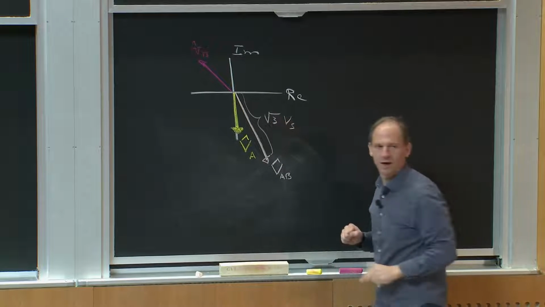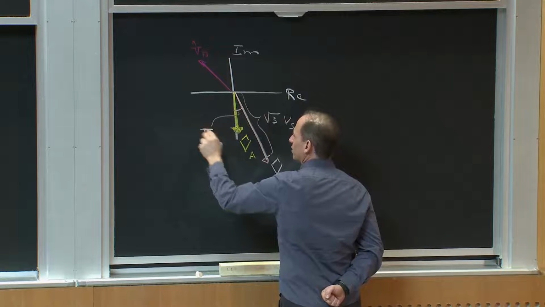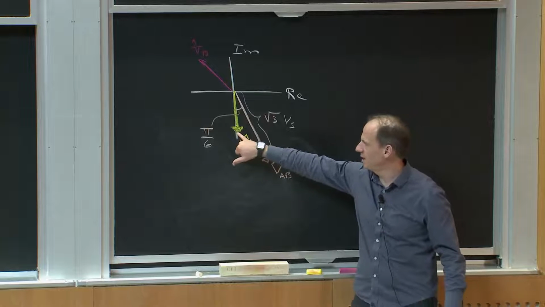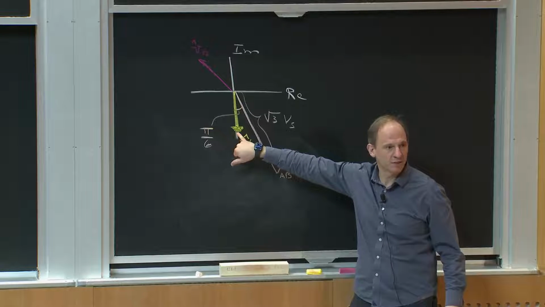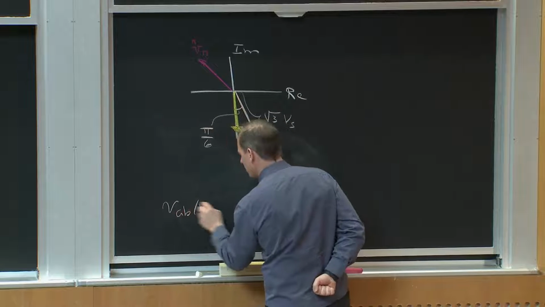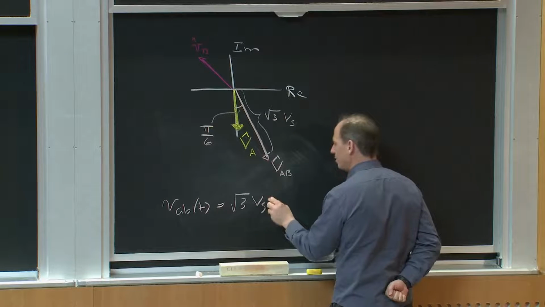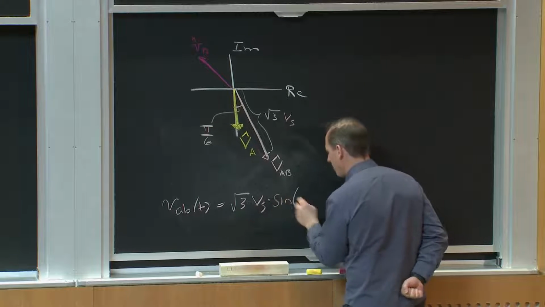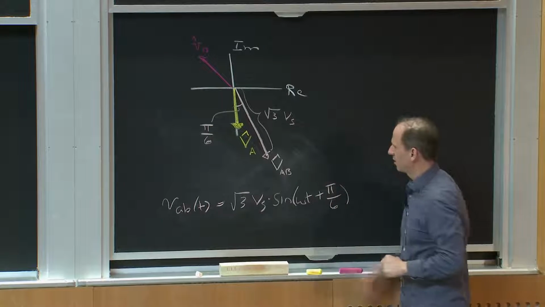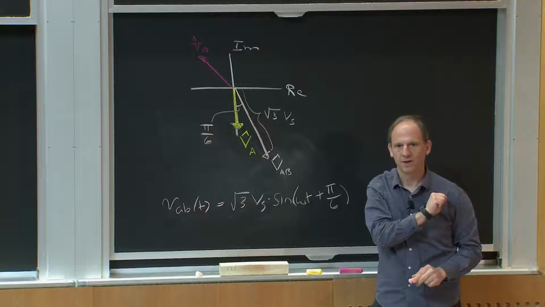This is just basic trigonometry. And the phase of this vector is pi over 6. So VAB will lead VA by pi over 6. So what I would get is VAB of t equals the square root of 3 VS times sine of omega t plus pi over 6, because it leads VA by pi over 6. Any questions about that?